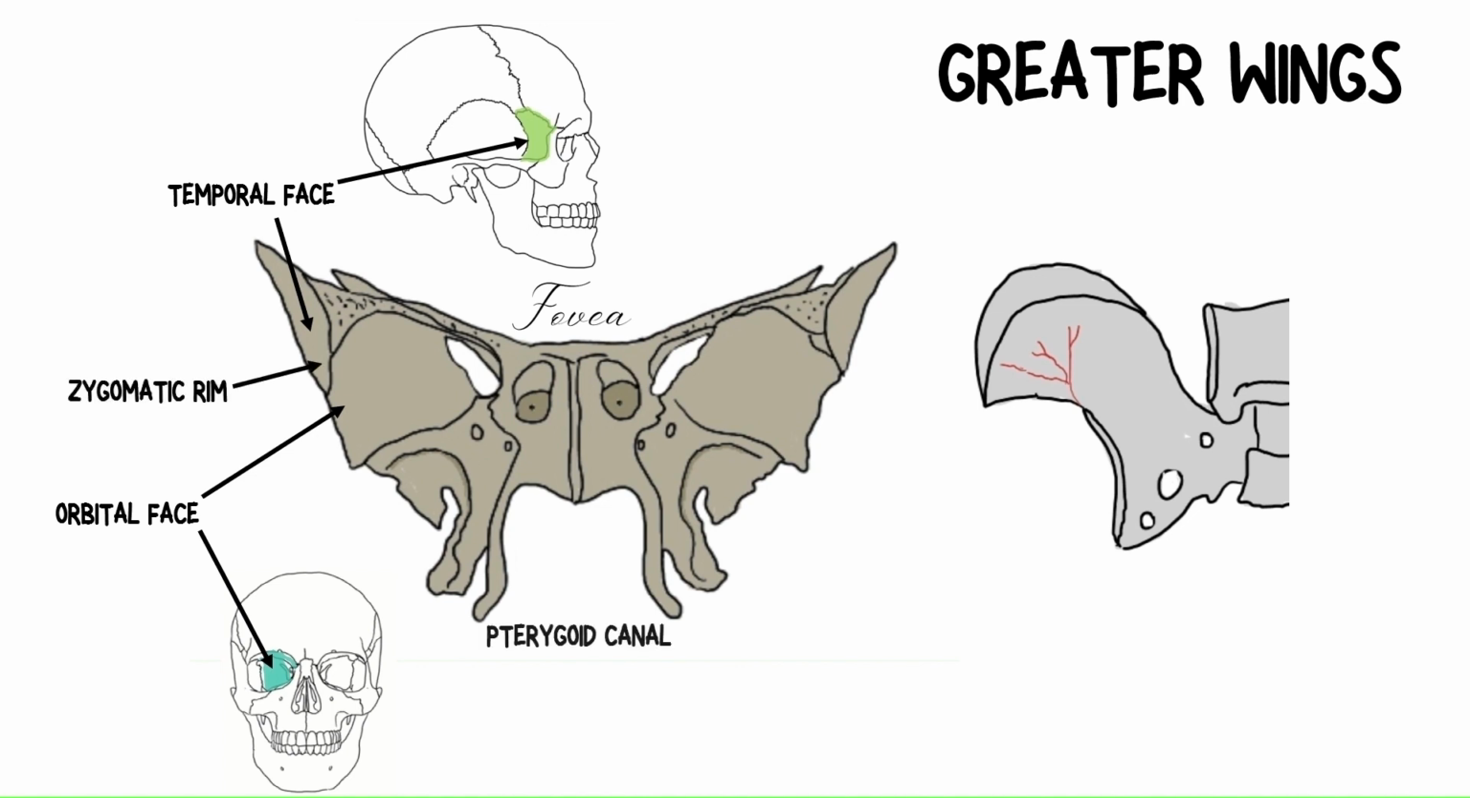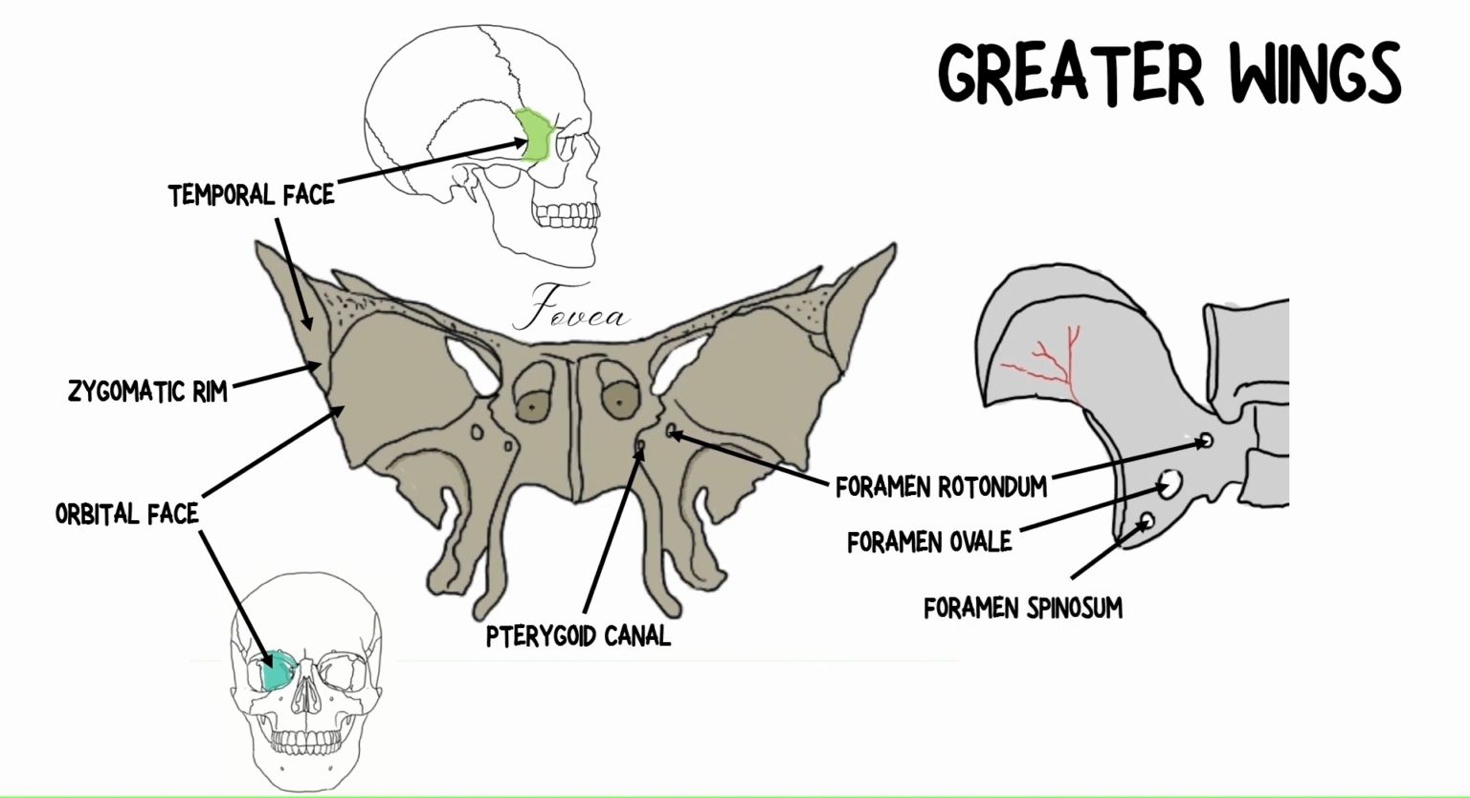The greater wings also have an endocranial face, and it is the one we described when we talked about the foramina of the base. This part, in fact, has the foramen rotundum that transmits the maxillary branch of the trigeminal nerve, the foramen ovale that transmits the mandibular division of the trigeminal nerve, and the foramen spinosum, the foramen that gives passage to the middle meningeal artery and vein, and the meningeal branch of the mandibular nerve.